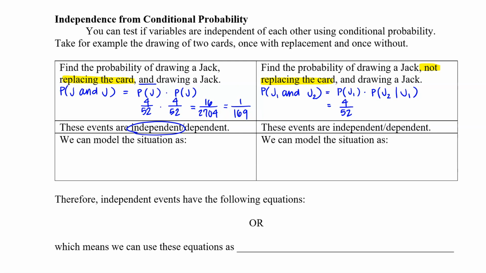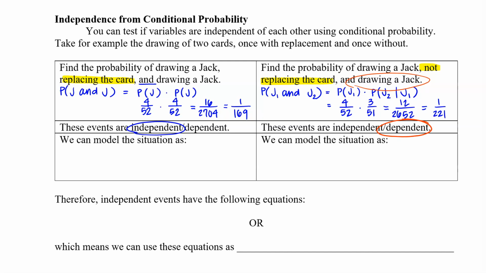If we assumed that we had not replaced the card, then I'm going to state that I only have 51 cards left in my deck. And of the 51 cards, I would only have 3 jacks left in my deck. Multiply straight across, 12 over 2652 reduces to 1 over 221. Because the probability of drawing our second jack was affected by us pulling out a jack initially, these two events would be dependent on one another.